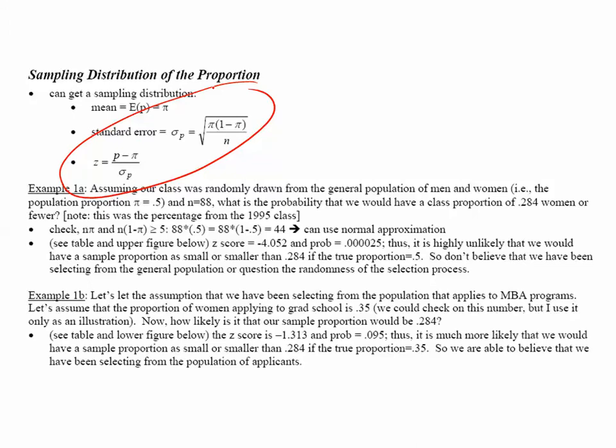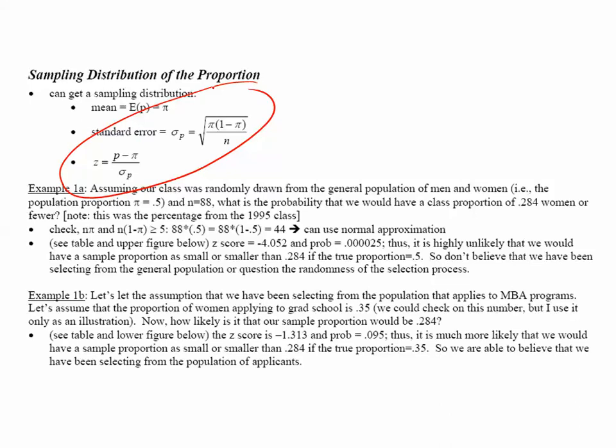So we assume that the population proportion is 0.5 or 50%. So half males, half females. And that's pretty much what we see. Let's say that our sample size is 88. What is the probability that we'd have a class proportion of 0.284, so 28.4% women or fewer? And that's very similar to the proportion of women to men in business programs.